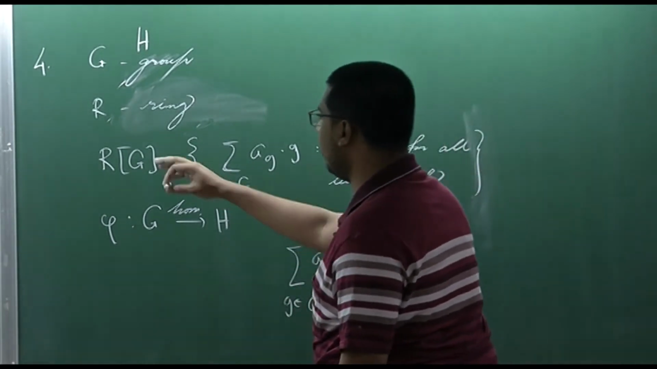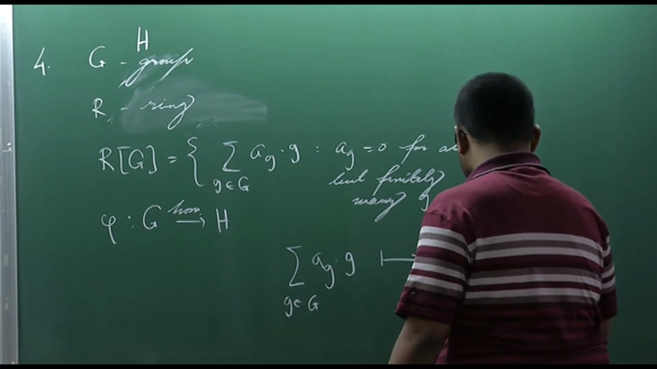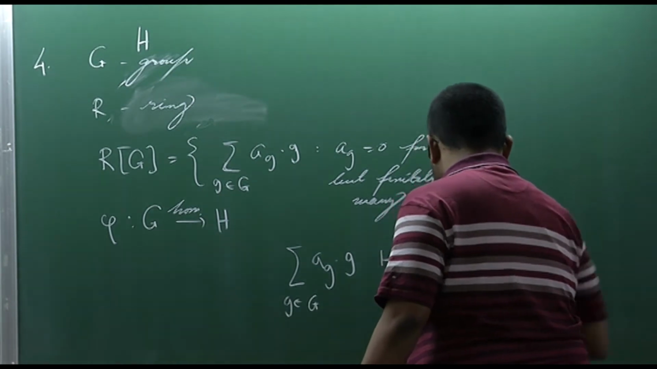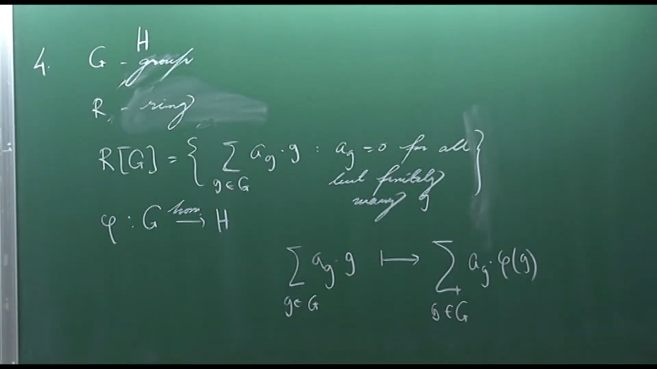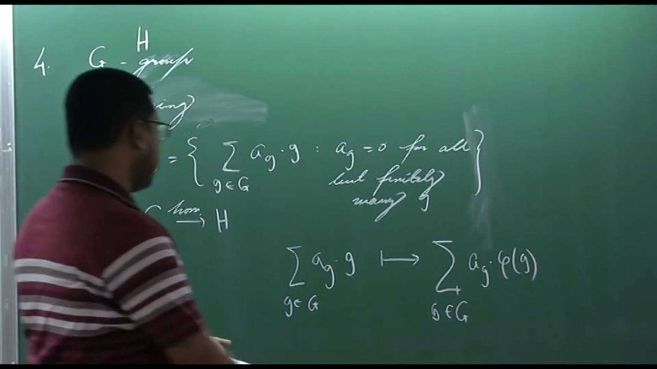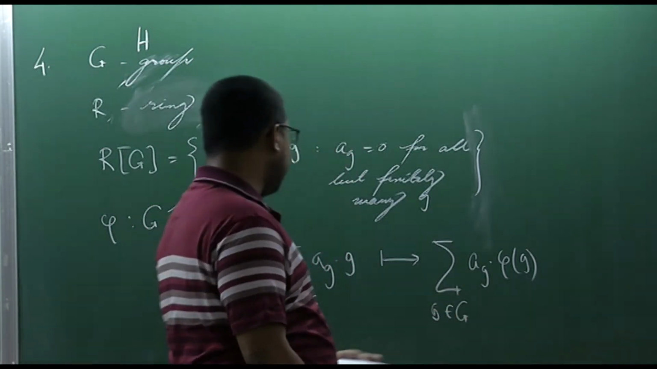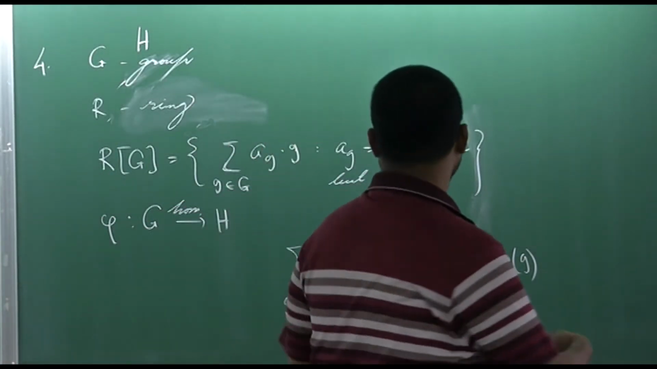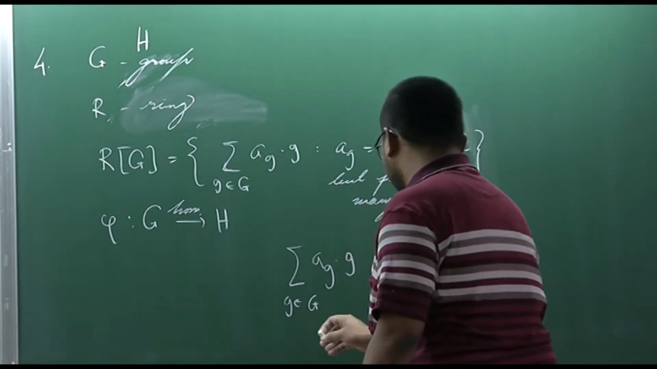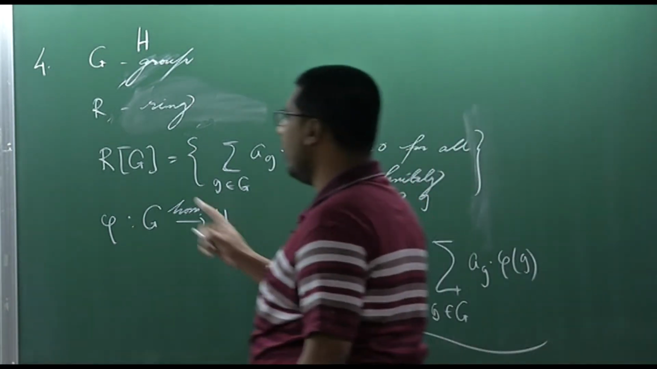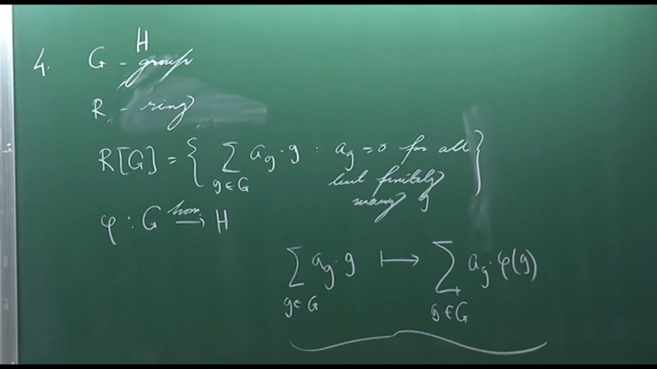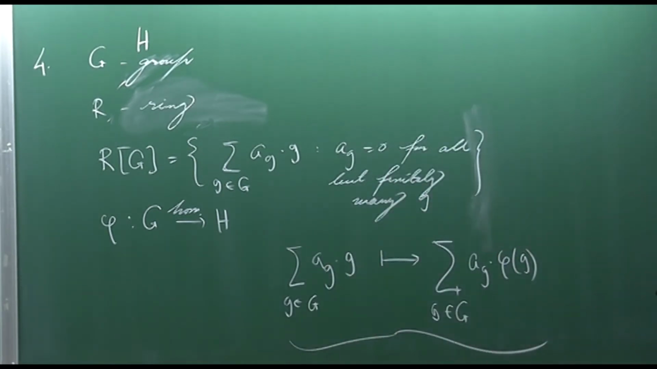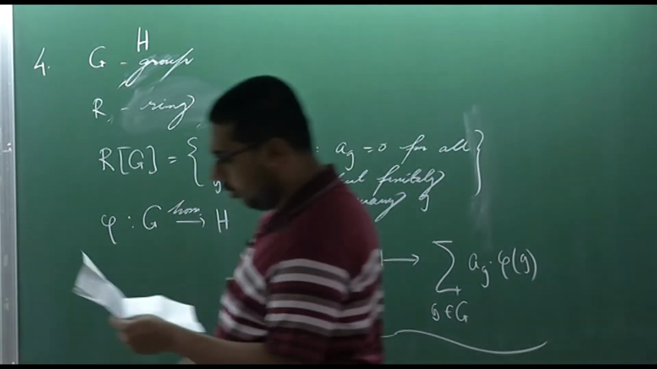So, we do have a natural thing, the sum of a_g times phi(g), g in G. Okay. So, this is, starting with the typical element, I send it to here. Now, it is quite easy to see that in this way, whatever we have defined here is a homomorphism from RG to RH. Okay. So, thus a group homomorphism now extends at the level of group rings.